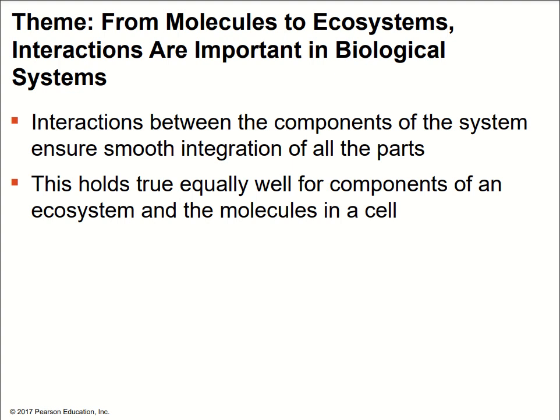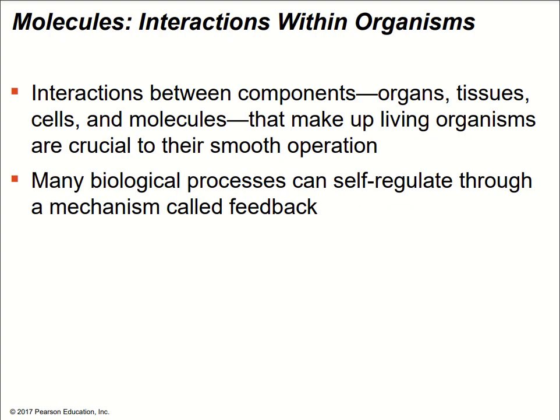Now, from molecules to ecosystems, interactions are important to biological systems. Interactions between the components of the system ensure smooth integration of all the parts. This holds true equally well for components of an ecosystem and the molecules in a cell. Interactions between the components of an organism include the interactions between organs, tissues, cells, and molecules that make up living organisms.